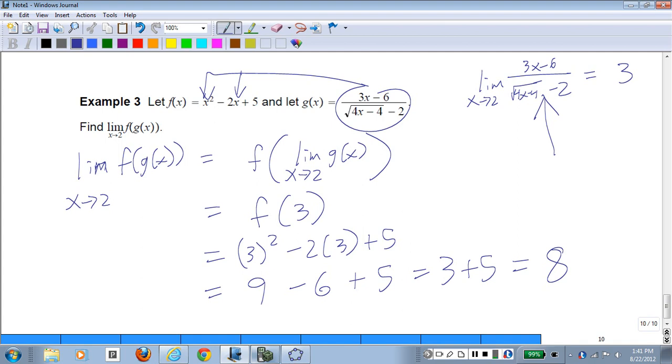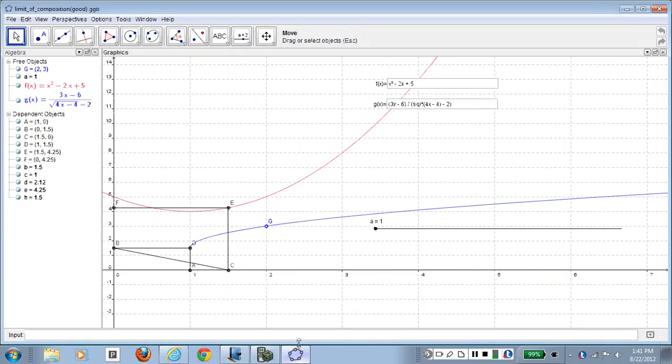Now what the GeoGebra worksheet does is try to show you where the values are going and where they're coming from. So imagine that we start with a and we're going to approach 2. The blue graph is the one that we looked at last time. It's kind of flattened a little bit, but it's the top half of a parabola there. And it's the 3x minus 6 over the square root of 4x minus 4 minus 2. That's what the blue graph is. So when evaluating the composition, that's the function that gets evaluated first.